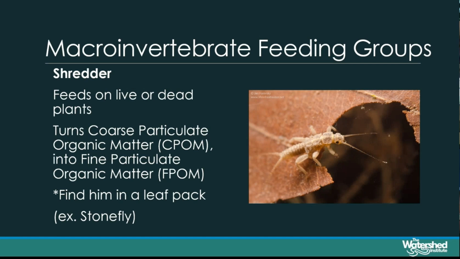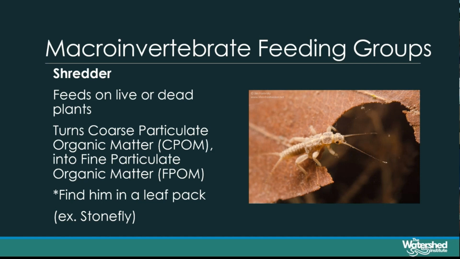Shredders are another type of macroinvertebrate feeding group that is super important, especially in our headwaters, our smaller streams where we have more interaction with trees. Where we have a lot of leaf fall in the stream, that's a lot of carbon, so how do we manage that? The shredders are doing a huge ecosystem service for us. This guy is a stonefly nymph, and he's just munching away at a leaf.